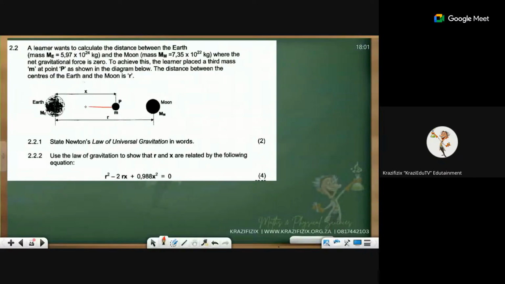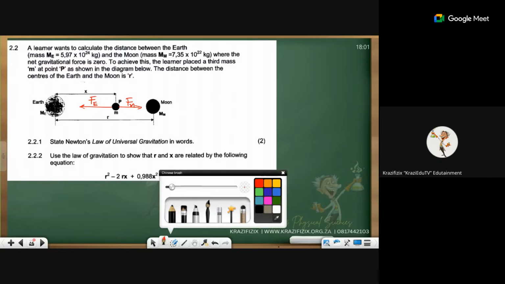The Earth is pulling it. If I look at the Moon, it is also pulling. So can I say this is F of the Earth on P and F of the Moon on P? We're back to electrostatics, right? Plus and minus. So if we choose that one was positive, the other one becomes negative. Okay, so can we then say F net?